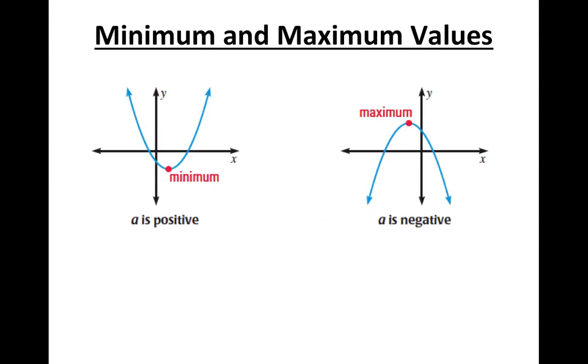Kind of talked about this in the vocab. Again, our minimum value is the lowest point of our graph. So if our graph opens up, we'll have a minimum, and if it opens down, we'll have a maximum, because it's the highest point of our graph.